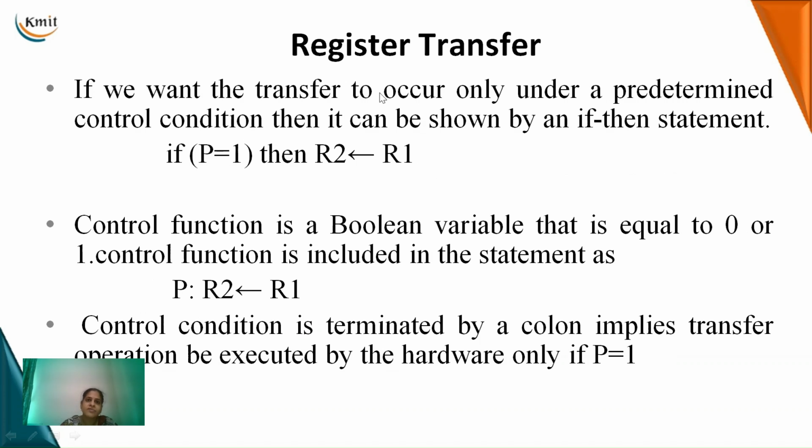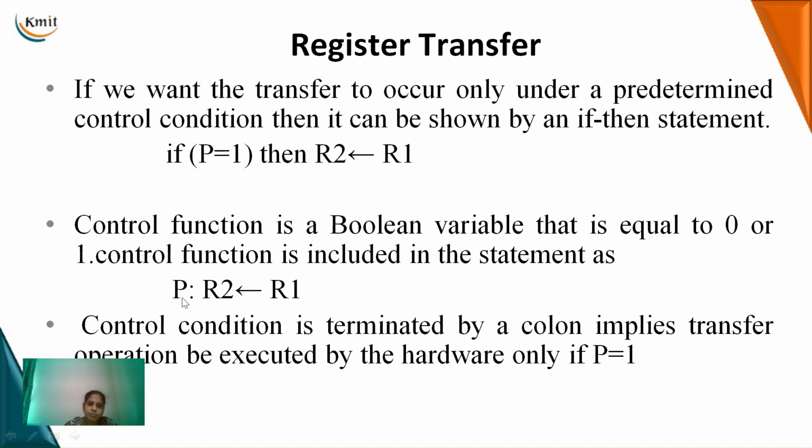If we want the transfer to occur only under certain predetermined control conditions, then you can implement it using an if-then statement. So if P is equal to 1, where P is a condition, and it is satisfied, then only this particular transfer operation takes place. That means only then will the contents of R2 be replaced with the contents of R1. So if a particular transfer operation has to take place under a certain condition, it can be implemented using an if-then-else statement, or by means of a control function.